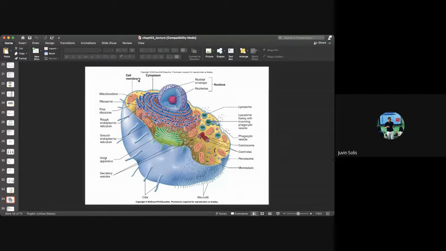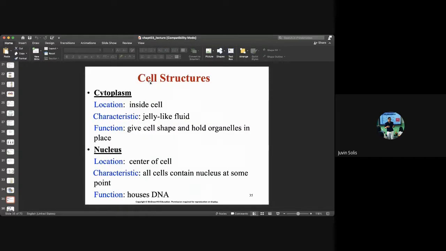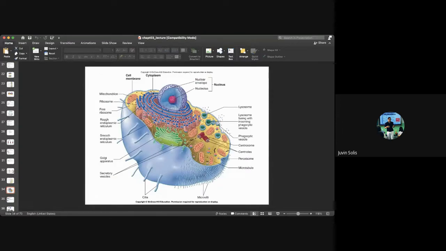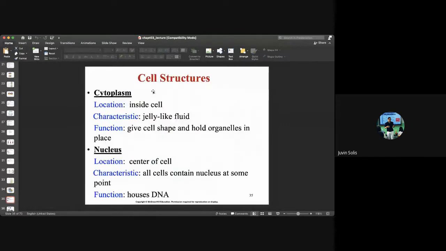So we've finished your cell membrane already. And this time we're going to talk about the cytoplasm. Oh, I think we've finished this one. Cytoplasm is this part here. So again, it is inside the cell and it is a jelly-like fluid. And the function of this one is to give the cell shape. And again, it will hold the organelles in place.